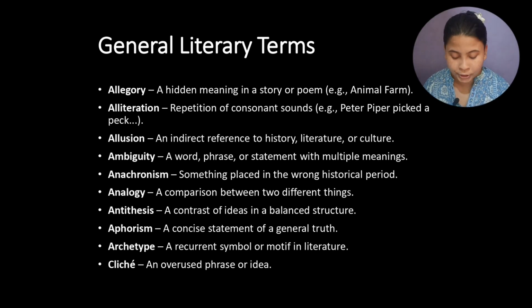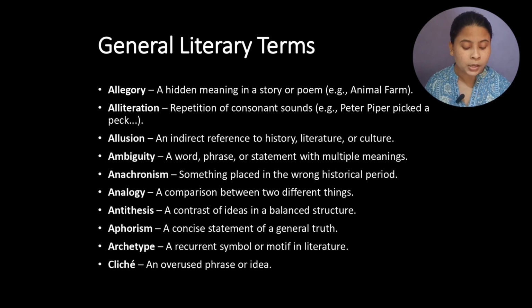Next, there is anachronism. Anachronism is when something appears in the wrong historical period. For example, a clock in Julius Caesar, which is set in ancient Rome. Next, there is analogy. Analogy is the comparison between two different things to explain an idea. Next, there is antithesis.